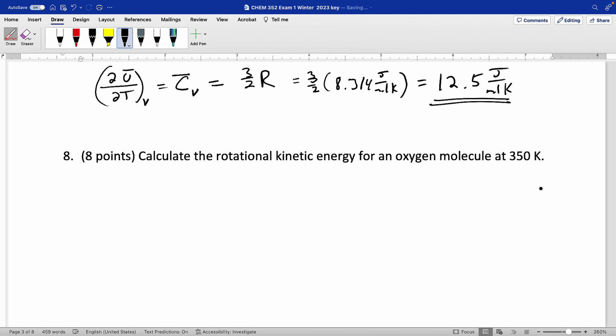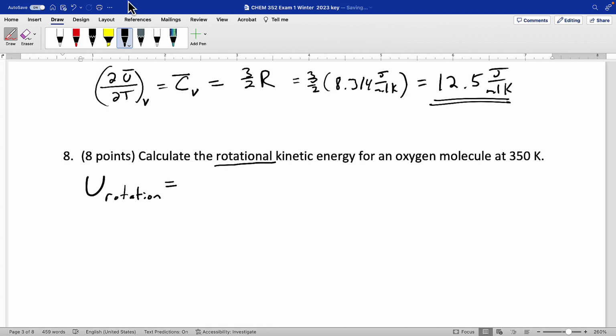All right, now calculate the rotational energy for a single oxygen molecule at 350 Kelvin. So we're just looking for one type of energy. Okay, so we know that U rotation is going to be, and we could do this on a molar basis and then divide, or we could do it on a molecular basis and just go straight there. So let's just do it on a molecular basis. So we're going to be using Boltzmann's constant instead of R.